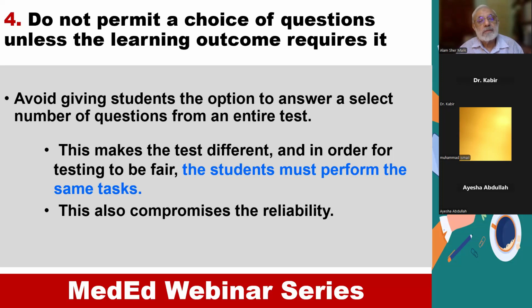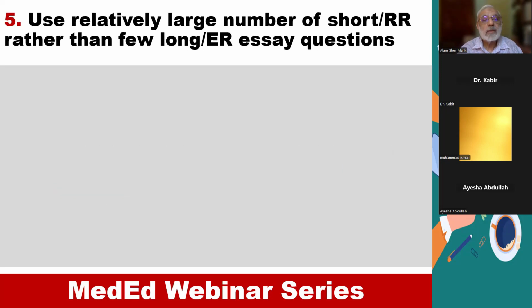Avoid giving students the option to answer a select number of questions from an entire list, because this makes the test different. And in order for testing to be fair, the students must perform the same task. And this also compromises the reliability. So whatever questions are there in the paper, all students should answer all those questions.